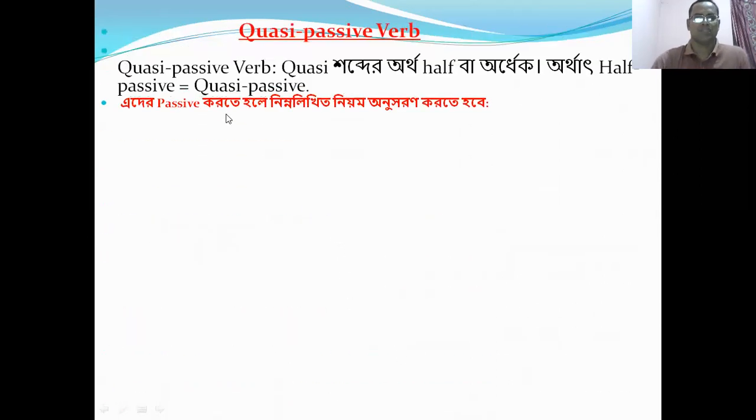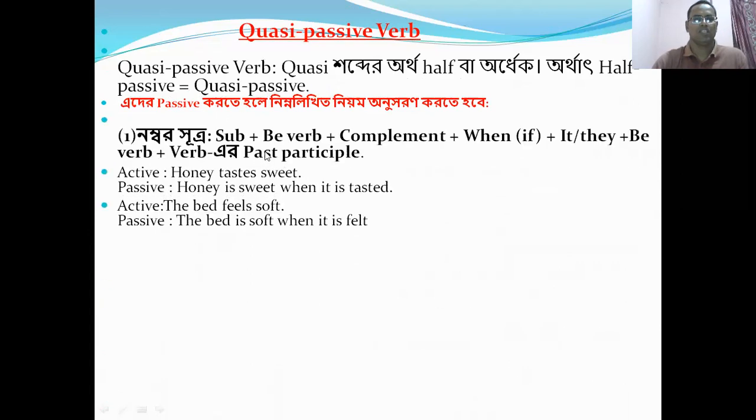Then if we get quasi-passive, dear learner, do you know what quasi-passive means? Here quasi means half and passive means passive. If we make it active to passive voice, then we have to follow this structure. There are two structures we will use. The first structure: subject plus verb plus complement when it is plus past participle. Honey tastes sweet. Honey is sweet when it is tasted. The bed feels soft. The bed is soft when it is felt.